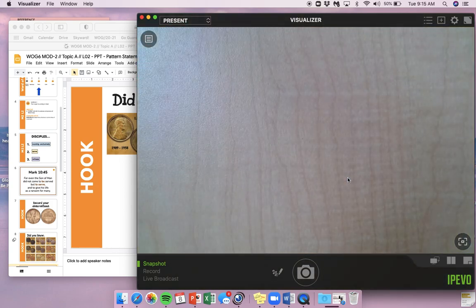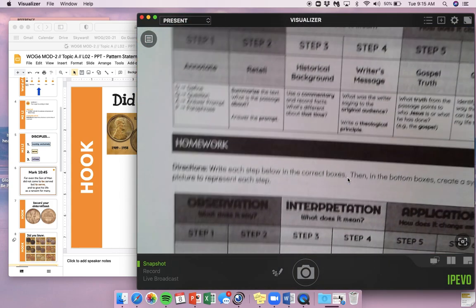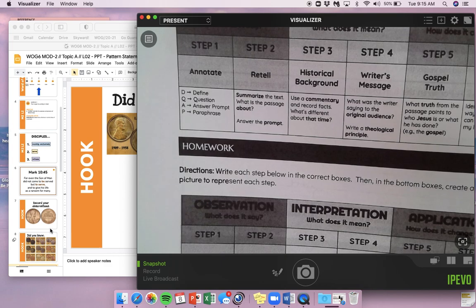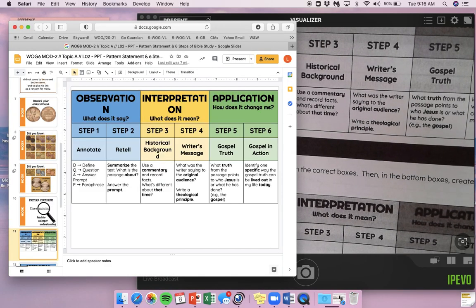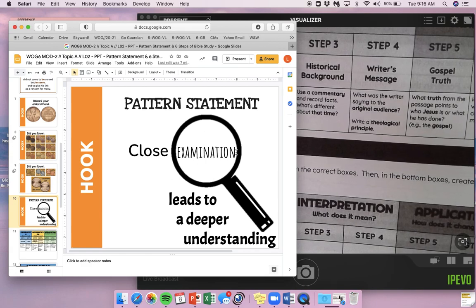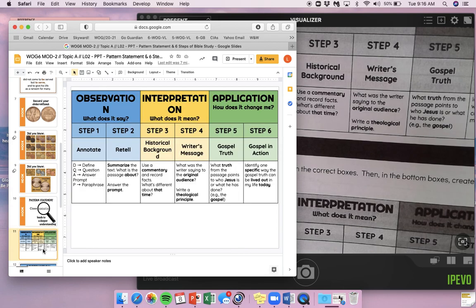All right, let's skip to page 5. On page 5, we have our deep dive. And this is the fun part of the lesson because we're learning about the different types of Bible study. And I want you to go ahead and, oh, here's my pattern statement right here. Close examination leads to a deeper understanding. We're going to see that a lot. These are the 3 steps of Bible study.